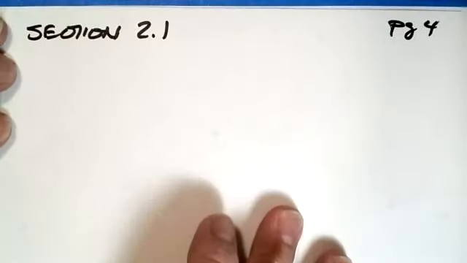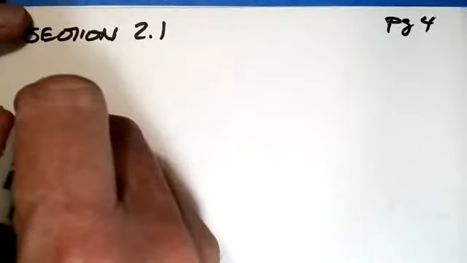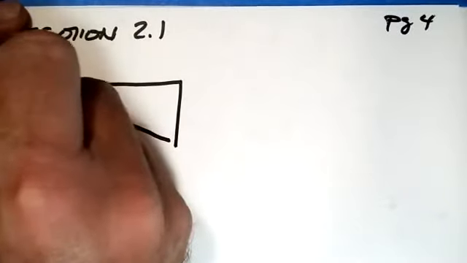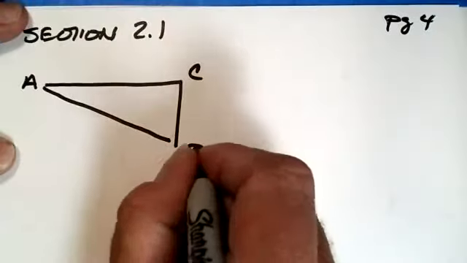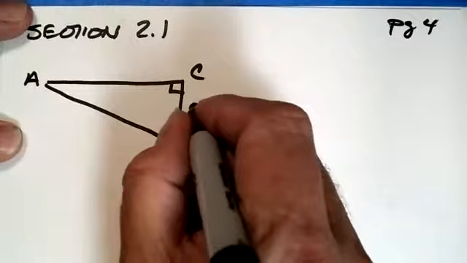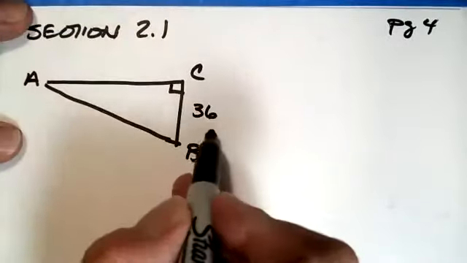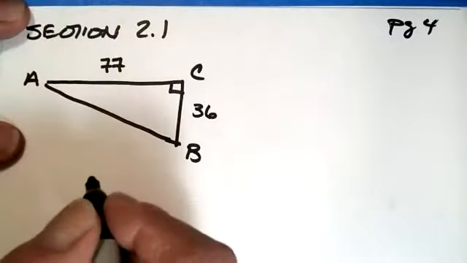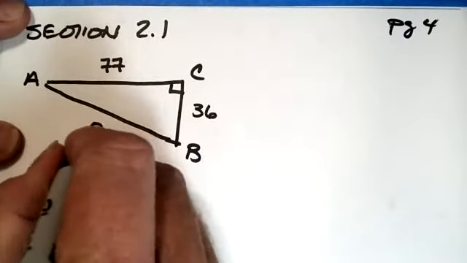A little bit off center here. Okay, so again, this is section 2.1, and I believe we are now on page 4. So let's consider a triangle. Let's consider a right triangle, and we will give it labels A, B, and C. This is the right angle here. We will say this side, little a, is equal to 36, little b is equal to 77, and little c is equal to 85.